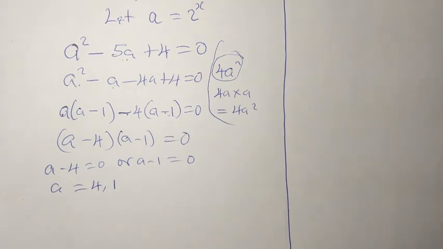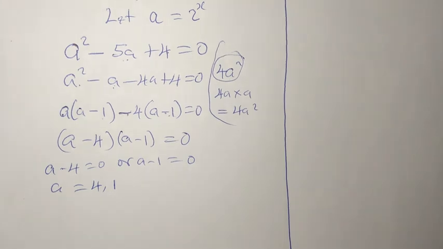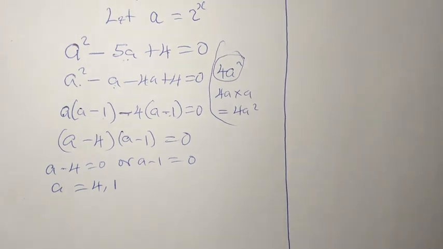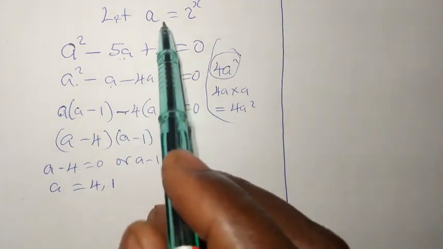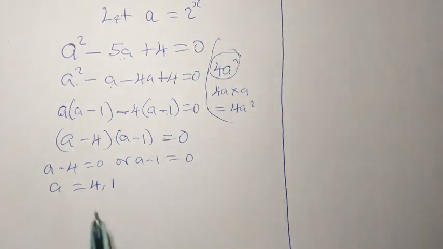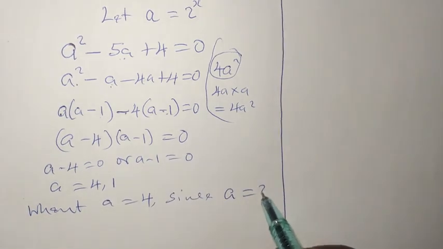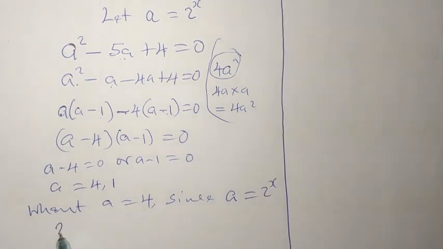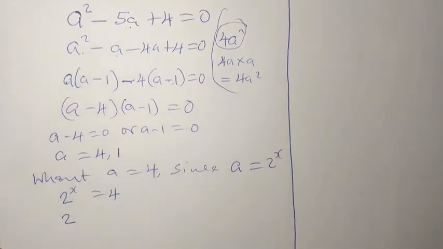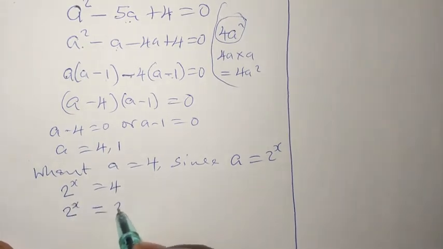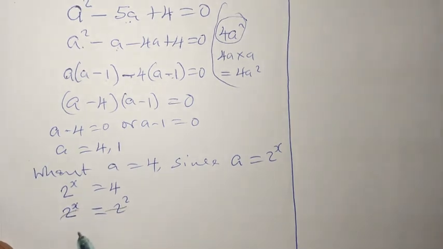So it means that we have 2 values of a here. But remember, from the question, we were not asked to calculate the value of a. Instead, we were asked to calculate the value of x. Remember, here we said let a be equal to this. So what will happen is that when a is equal to 4, since a is equal to 2 raised to the power of x, then we'll have 2 raised to the power of x equals 4, which we can express in terms of exponent. 2 raised to the power of x is equal to 2 raised to the power of 2, so that by the time this cancels this, our x will be equal to 2.